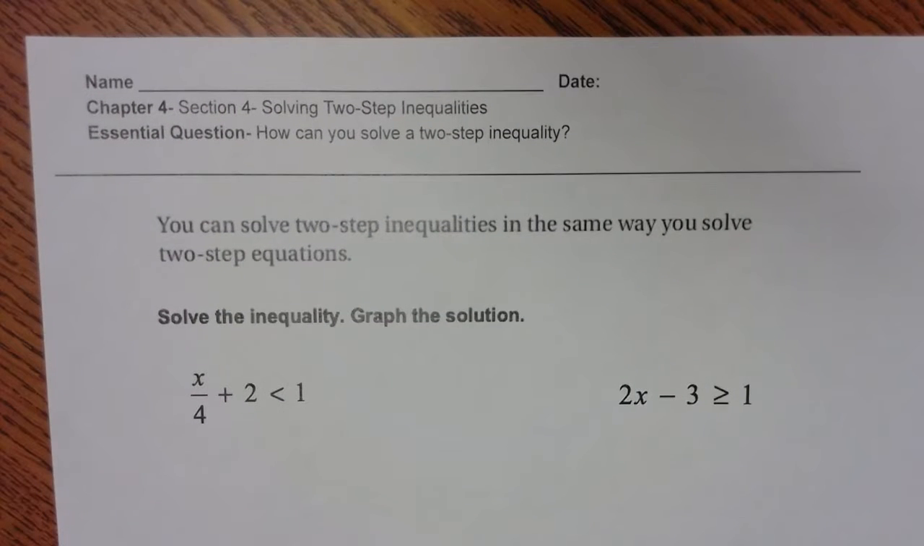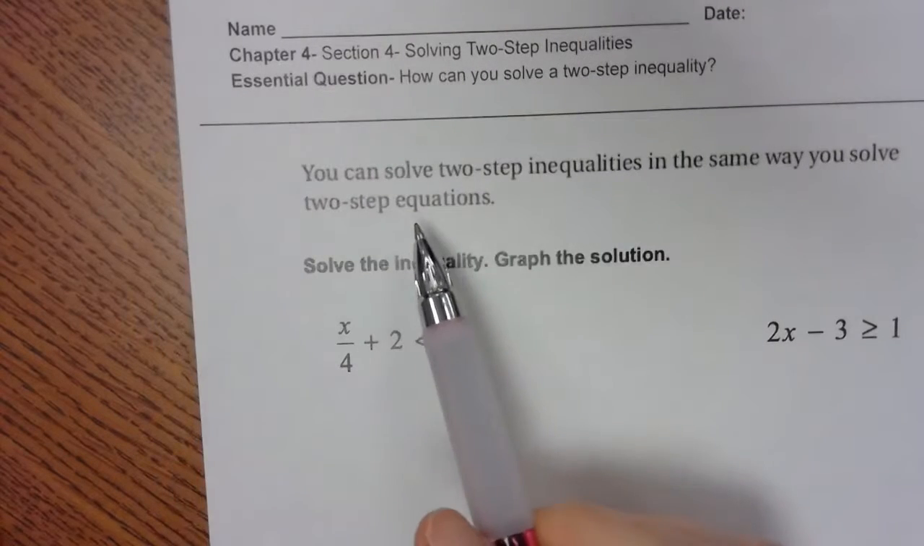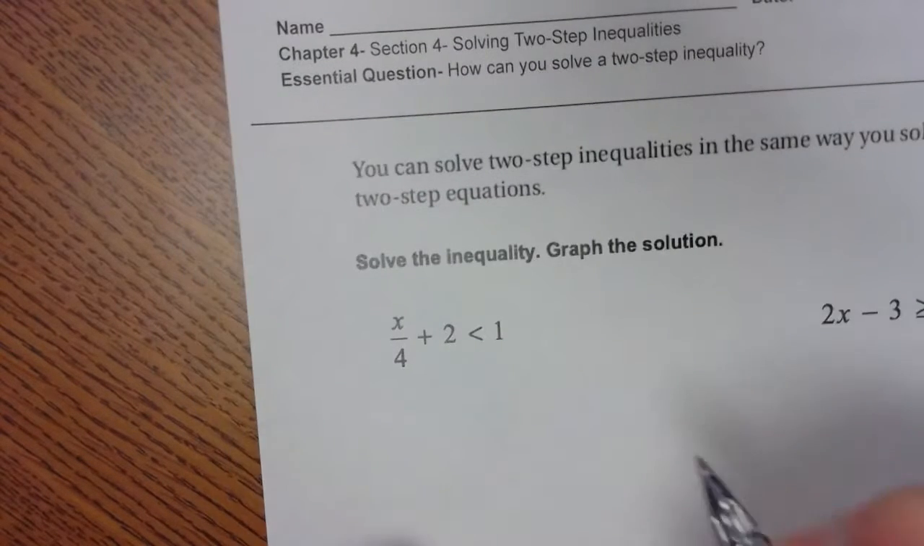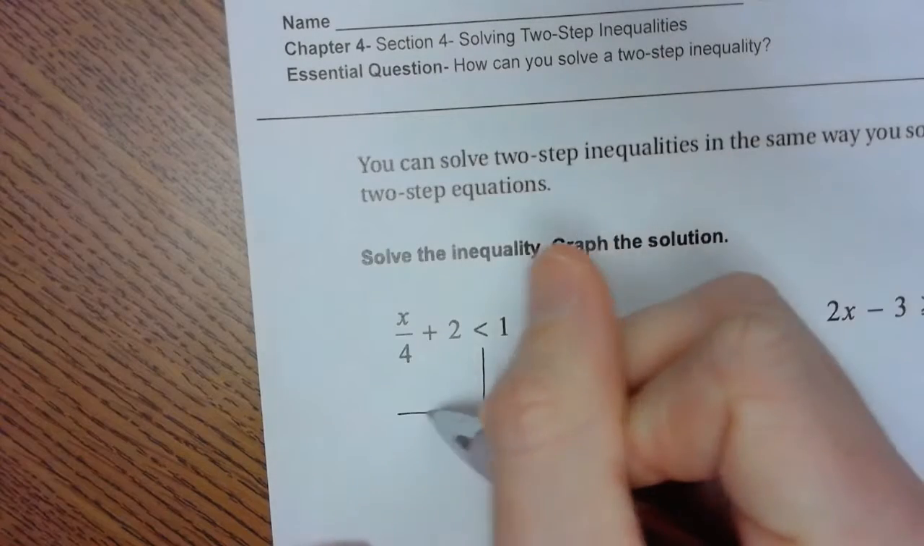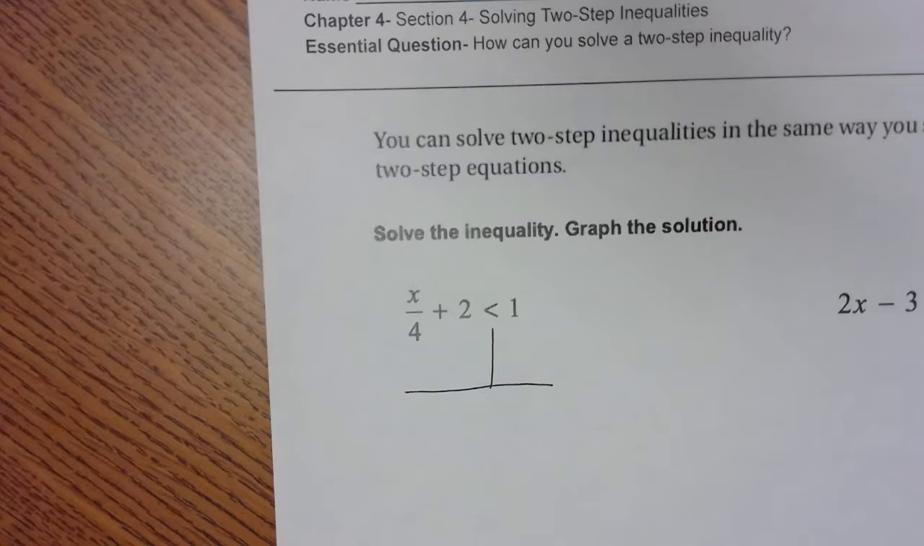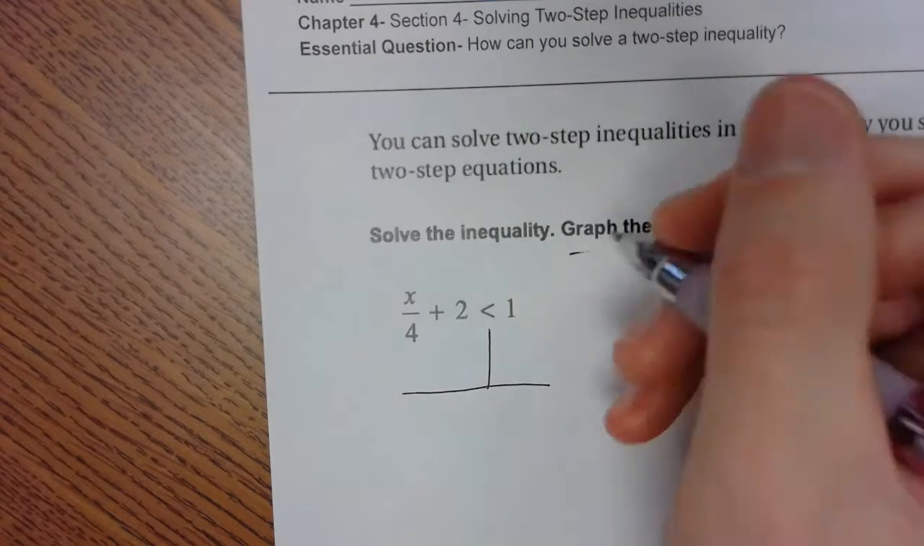Alright, we have Chapter 4, Section 4, solving two-step inequalities. So we can solve two-step inequalities the same way we solve two-step equations. We're still going to draw our line down our inequality. Remember our rules from Sections 2 and 3. Whenever I multiply or divide by a negative, remember my sign has to flip. And in the end, we're still going to graph our solution.